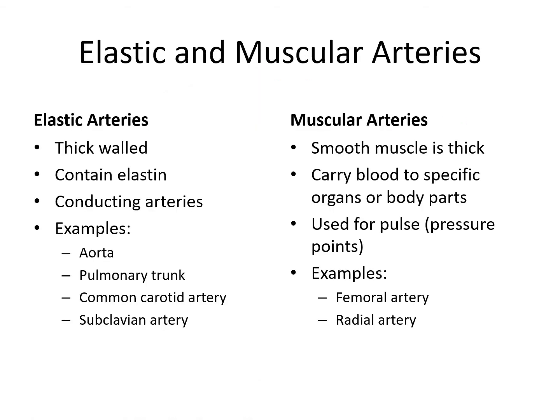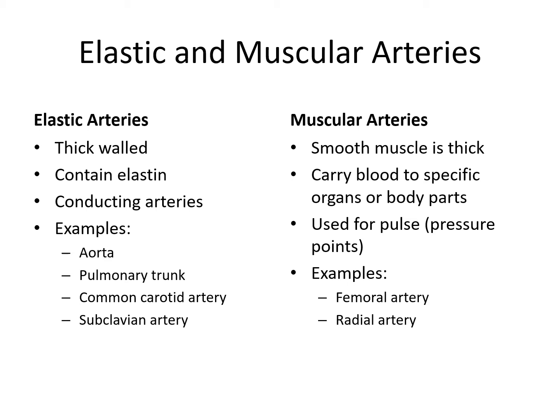Let's talk now about elastic and muscular arteries. Elastic arteries are thick-walled. They contain a stretchy protein fiber called elastin, and these are conducting arteries, meaning they are conducting blood away from the heart. Notice the examples. All of these are found close by the heart and operate under high pressure. The aorta, pulmonary trunk, common carotid arteries, and subclavian arteries all are classified as elastic. That means they can stretch when blood is pulsated through, and they can recoil back when that blood has traveled past.